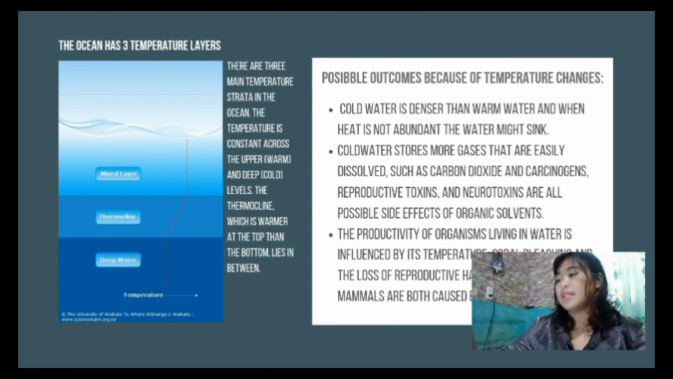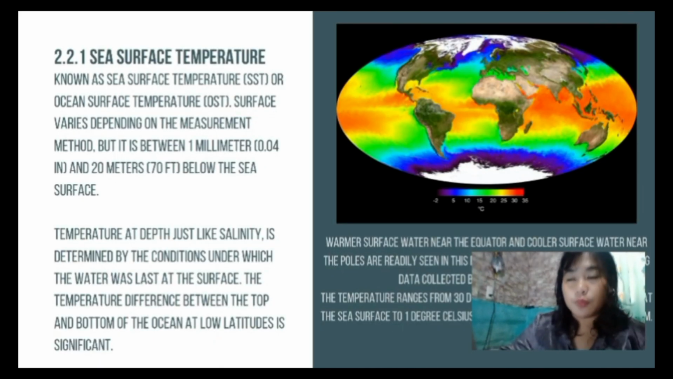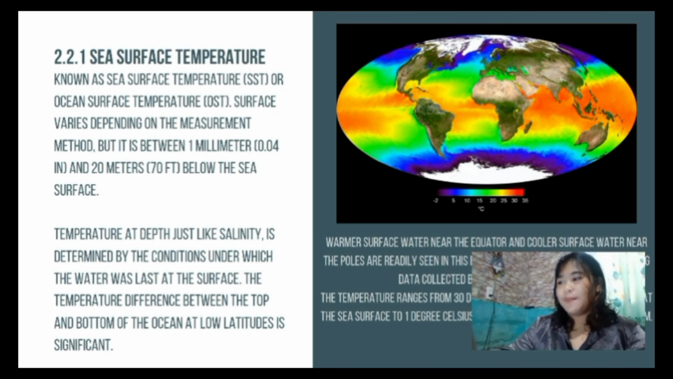The next topic is a part of temperature, which is sea surface temperature, known as SST, or ocean surface temperature, OST. The surface varies depending on the measurement method, but is between 1 millimeter or 0.04 inches and 20 meters or 70 feet below the sea surface.